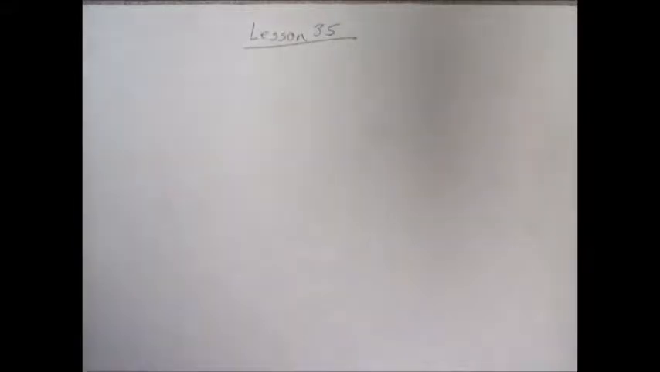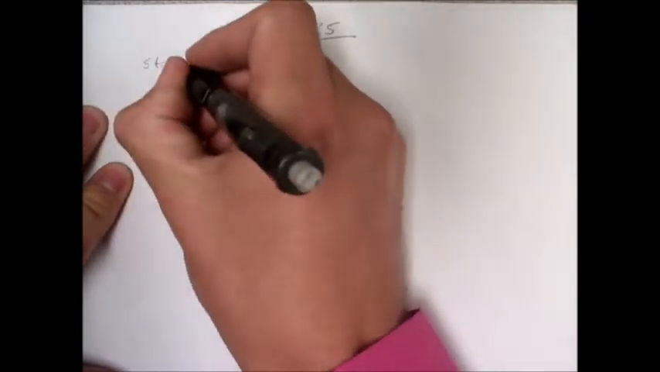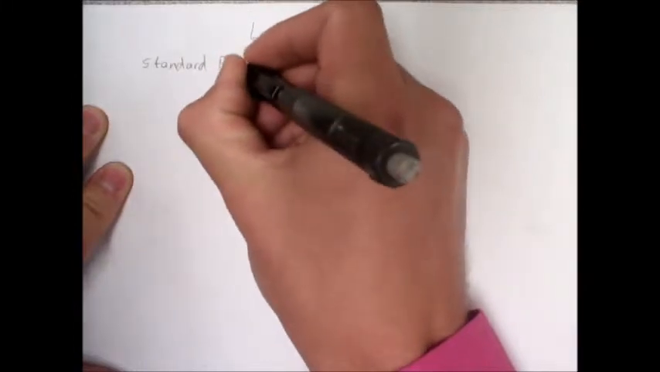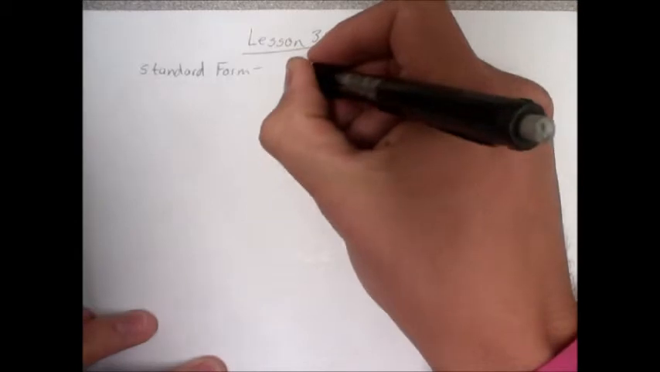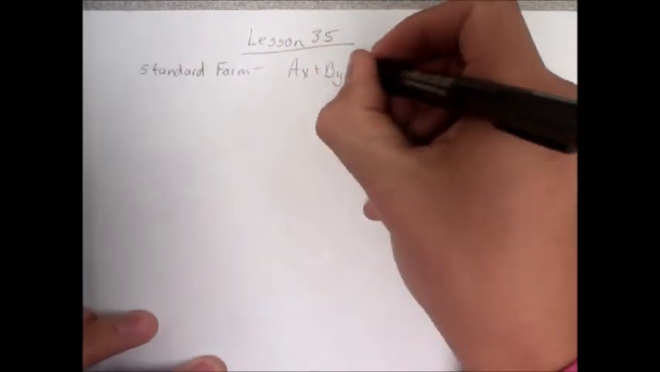5, locating and using intercepts. We're going to learn a new form. It's a form that you've seen before. They call it standard form. Try to spell out the whole word standard when you get the chance, otherwise it looks bad. But you will see standard form as ax plus by equals c.